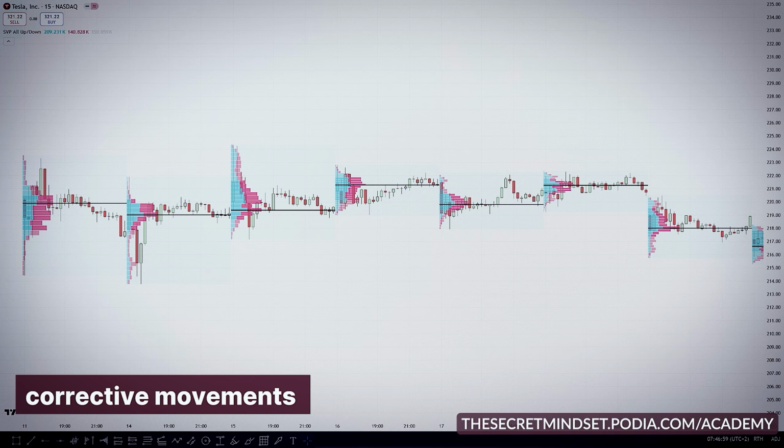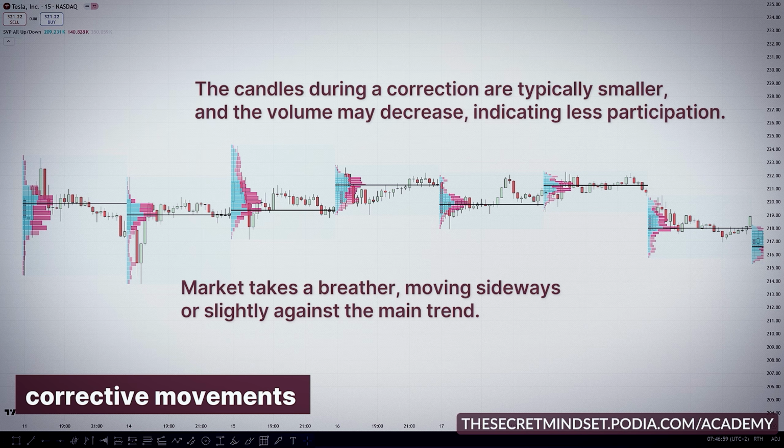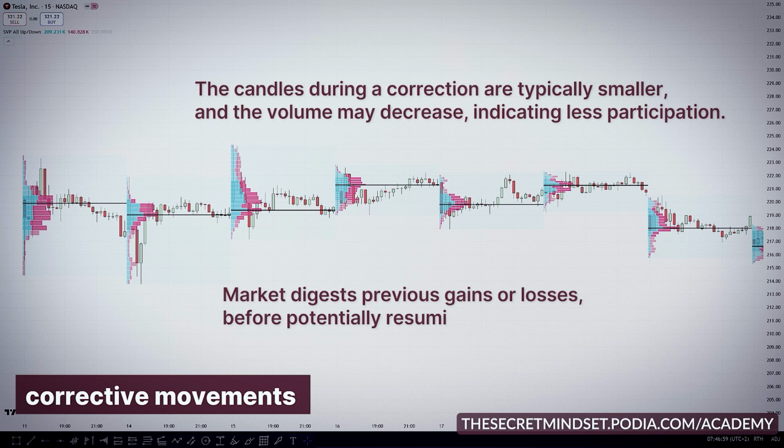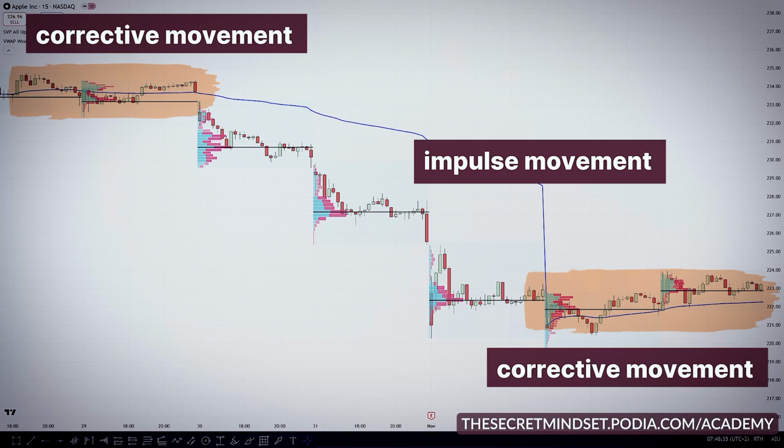Now look at corrective movements. These are periods where the market takes a breather, moving sideways or slightly against the main trend. The candles during a correction are typically smaller, and the volume may decrease, indicating less participation. Corrective phases can be seen as consolidation periods, where the market digests previous gains or losses before potentially resuming its trend. Understanding whether the market is in an impulse or corrective phase can significantly influence your trading strategies.